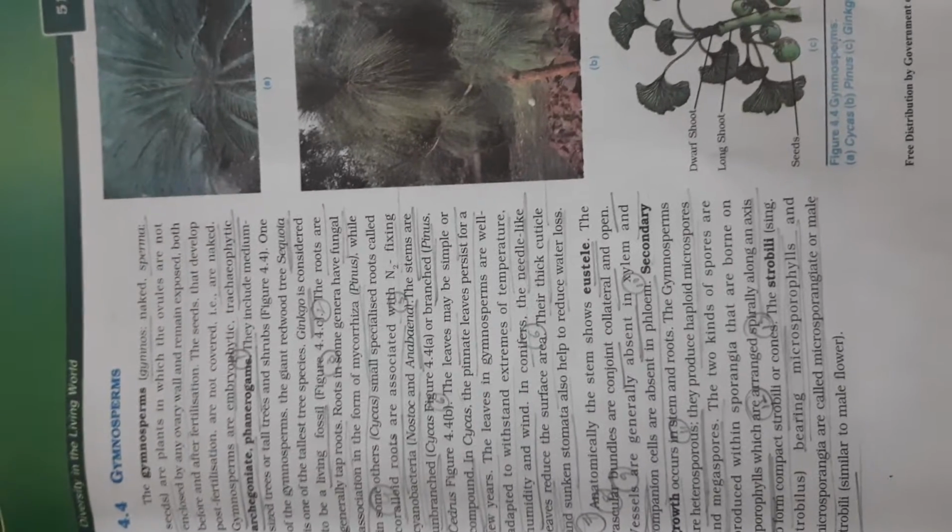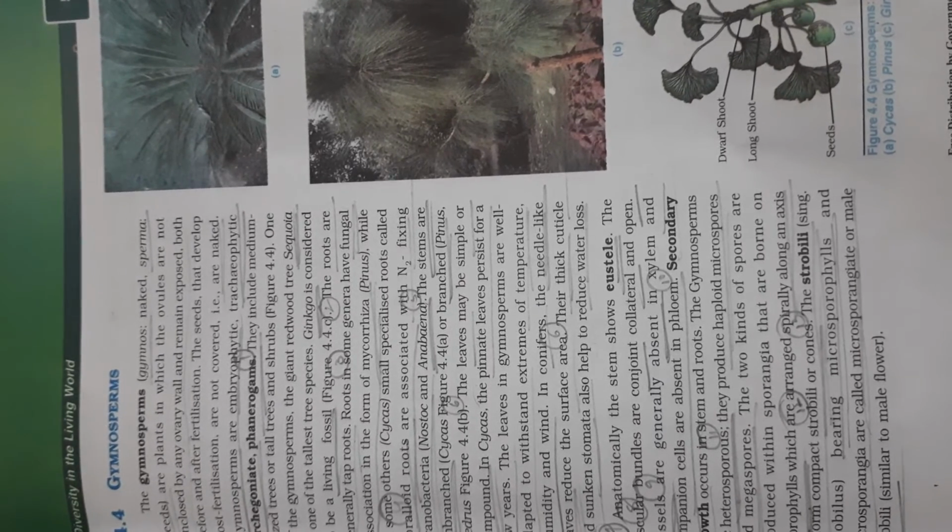Gymnosperms are the plants which are called naked plants. Why do we say naked? Because here the ovules are not inside the ovary. The ovules are not enclosed by an ovary wall, and they remain exposed both before and after fertilization. These are called the naked gymnosperms, and they are embryophytes, archegoniate and siphonogams. And now we have here different types of gymnosperms. We have the Cycas plant, which is there in our college also, and we have a Pinus plant.